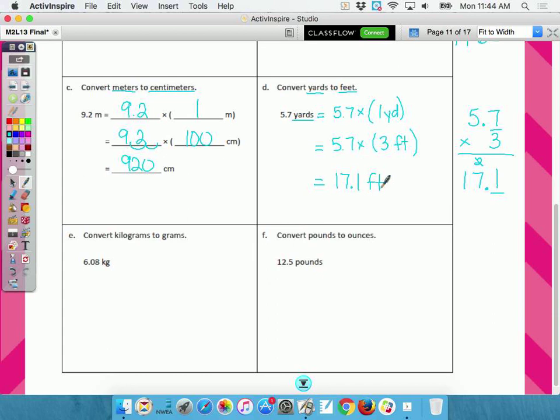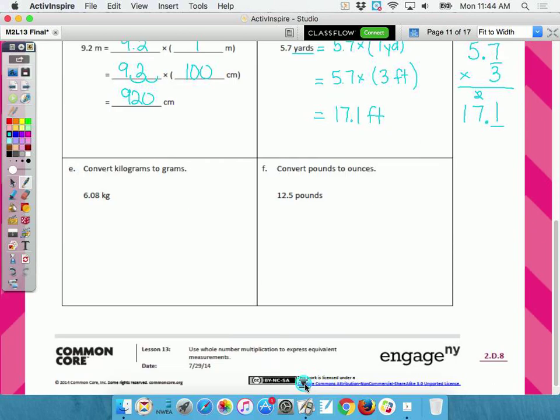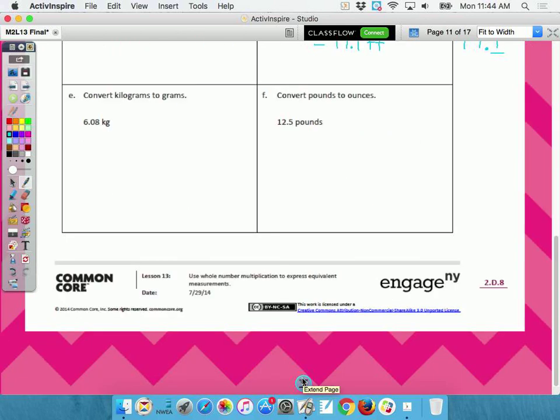Take a look at this next one. Is this metric or customary? Kilograms to grams. Metric. How do you know? Because you said that it was earlier. It's the prefix, right? It's the prefix, kilo. So, first step, write your 3 equal signs.